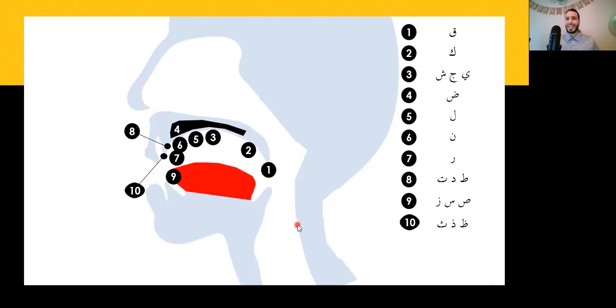So these are the 18 letters that the tongue gives us. And I believe we're already beyond our time. So I'll stop here and I'll allow for questions, inshallah.